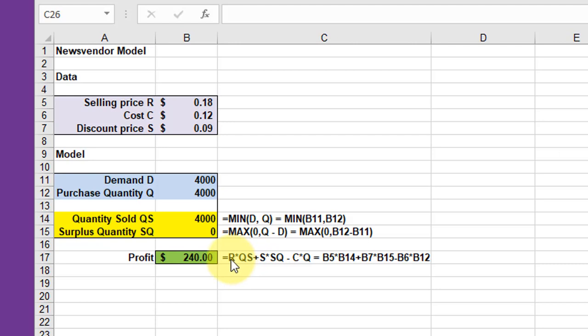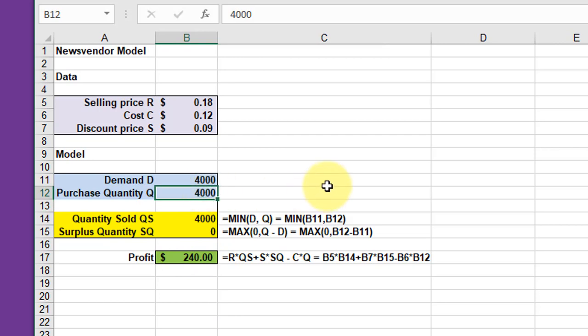The profit is just the formula that we talked about on the previous slide. It's the selling price R times the quantity sold, QS, plus the surplus price times the surplus quantity, SQ, minus the cost, which is the cost of each paper times the number that were purchased. And that is the formula in cell references here. You can see if he buys exactly the demand, then he gets a profit of $240.